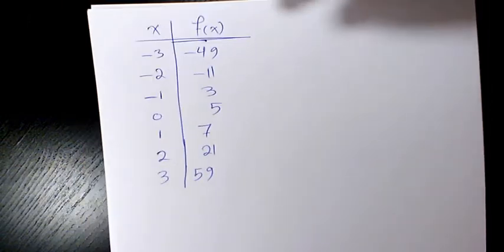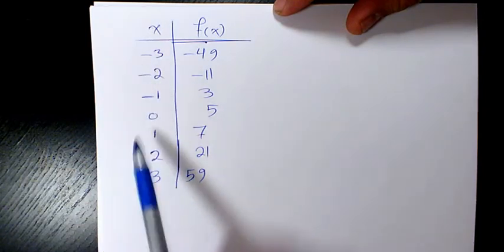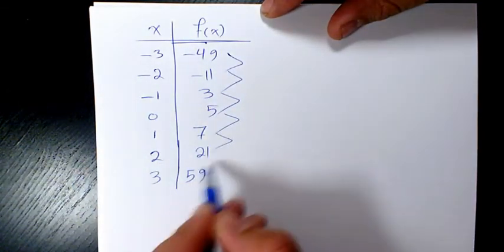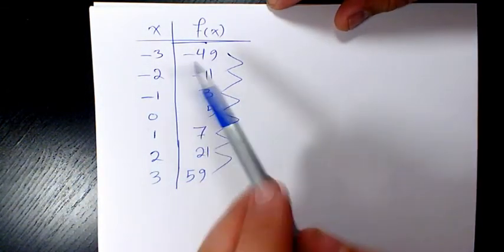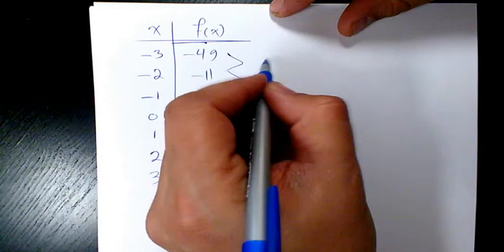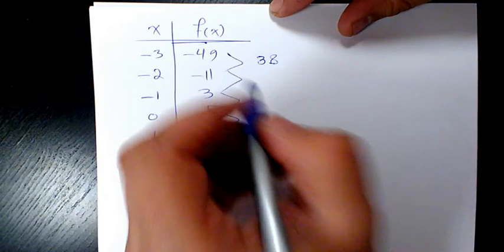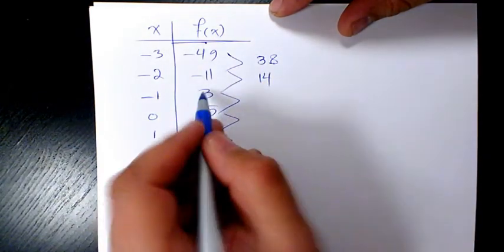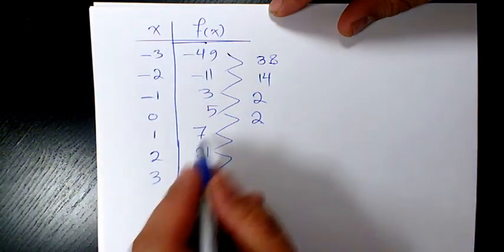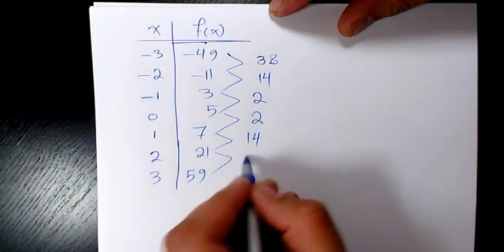So for this example, it is negative 3, negative 2, negative 1, 0, 1, 2, 3, and we have these numbers in here. Let's take a look and find the first differences. So second minus first one we do. It's going to be 3 subtract negative 11 is going to be 14. 5 minus 3, 2. 7 minus 5 is 2. 21 minus 7 is 14. 59 minus 21 is 38.